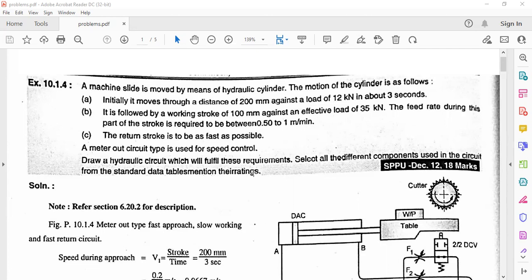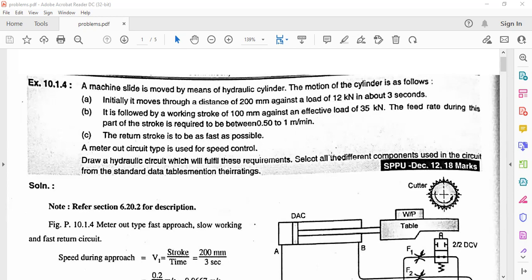A machine slide is moved by means of a hydraulic cylinder. The motion of the cylinder is as follows. A. Initially, it moves through a distance of 200 mm against a load of 12 kilonewton in about 3 seconds. B. It is followed by a working stroke of 100 mm against an effective load of 35 kilonewton. The feed rate during this part of the stroke is required to be between 0.50 to 1 meter per minute.